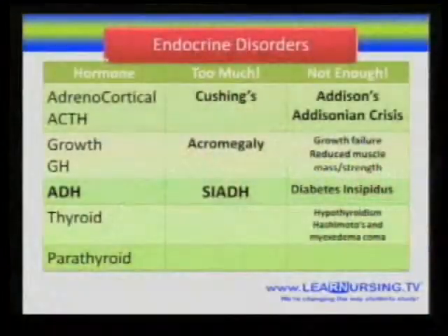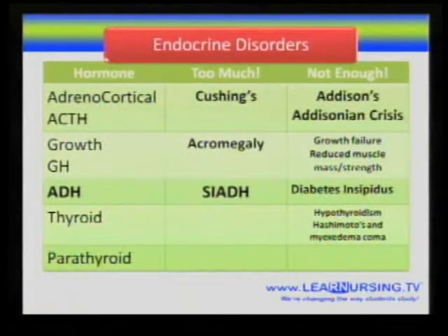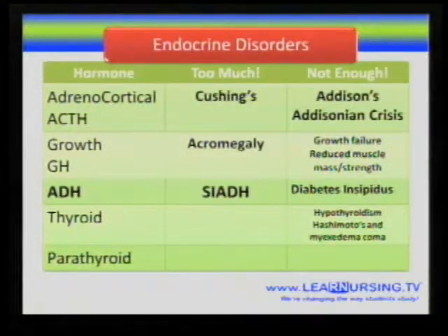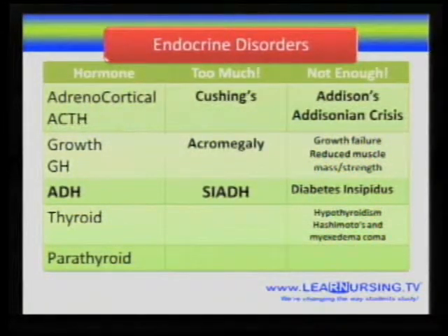Okay, let's look back at your chart again. We're looking at the chart that says endocrine disorders. We know what happens with ACTH, GH, ADH. Now we're looking at thyroid. So when I don't have enough thyroid, it's called hypothyroidism. Thank you. That's easy to remember.